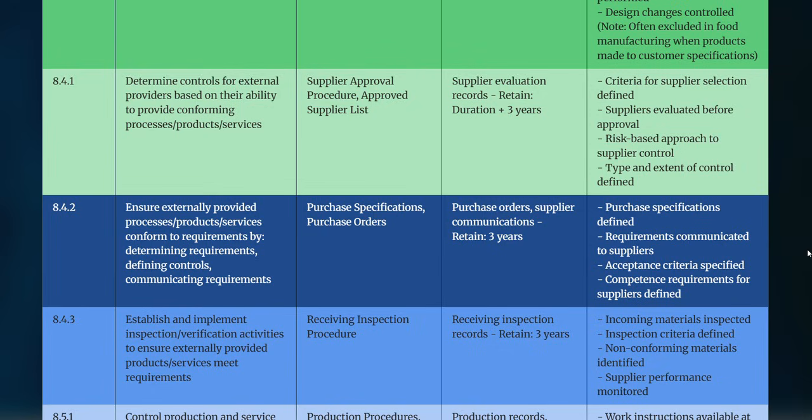Then we have clause 8.4.2. It requires you to ensure externally provided processes, products, or services conform to the requirements by determining the requirements, defining controls, and communicating requirements. The documents you need to have here are purchase specifications and purchase orders. Along with them, you need to have records of purchase orders and supplier communications and retain them for 3 years. The evidence that you need to present to the auditor, which are examples of the requirements, includes purchase specifications being defined, requirements being communicated to suppliers, acceptance criteria being specified, and competence requirements for suppliers being defined.